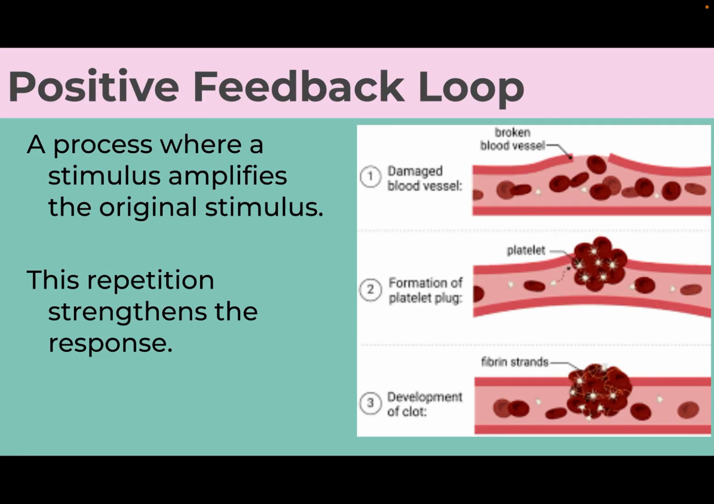So if there's damage to the blood vessel, that's going to be the stimulus. It is going to send a message saying, we need platelets, we need to clot. The body will get that message, and the effector here will be the development of a clot. So platelets and fibrin strands will come together to form a blood clot. The more the blood clots, the more the signal is sent, creating that actual blood clot. That's that repetition.